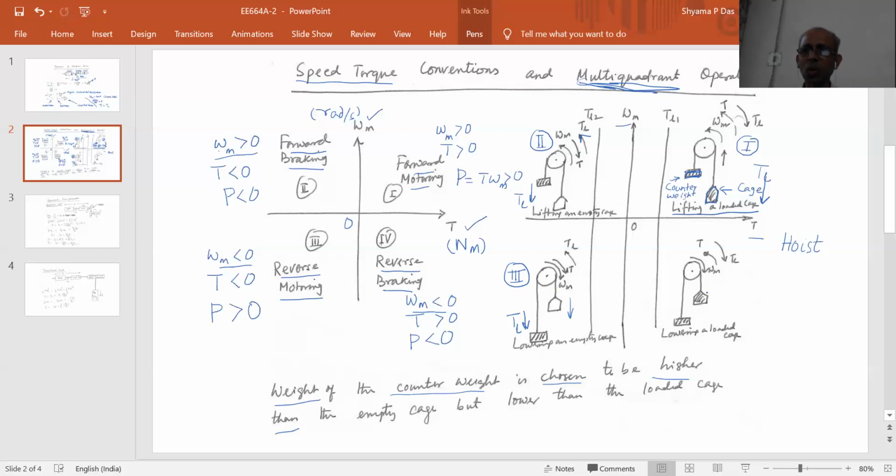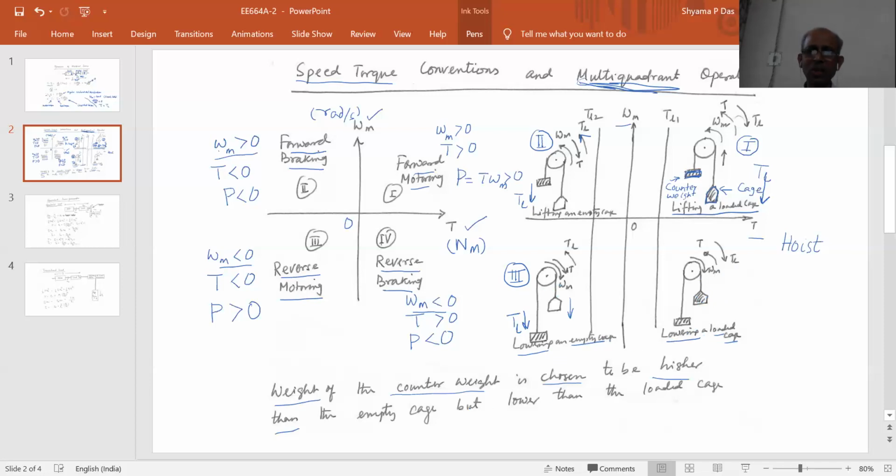Similarly, in the fourth quadrant, we have a loaded cage. A loaded cage is being lowered. Earlier we had lowering an empty cage. Here we are lowering a loaded cage. This cage has been loaded, and we are trying to lower it.